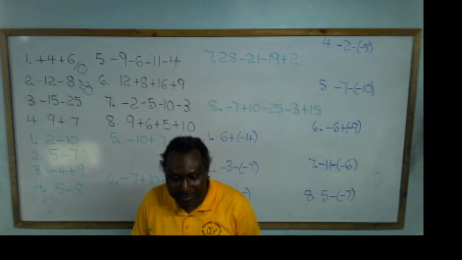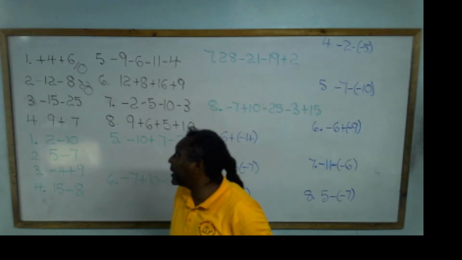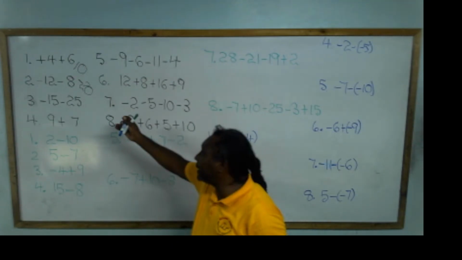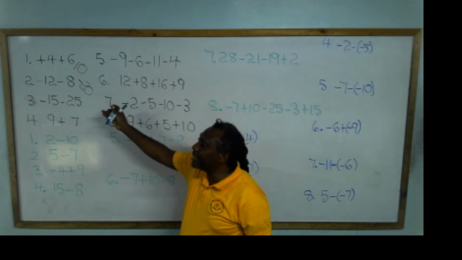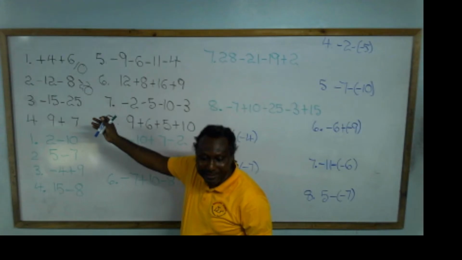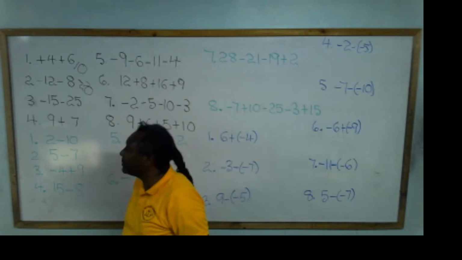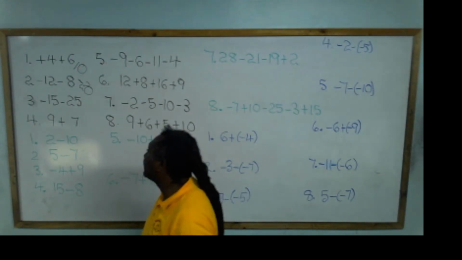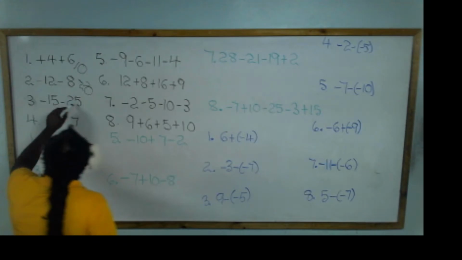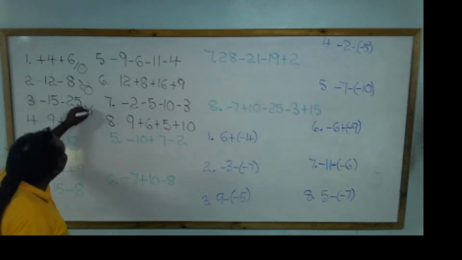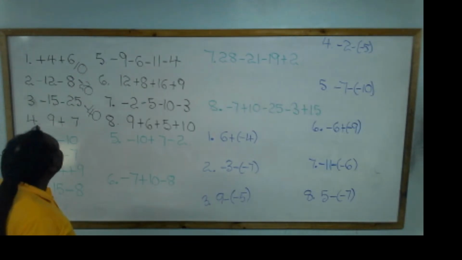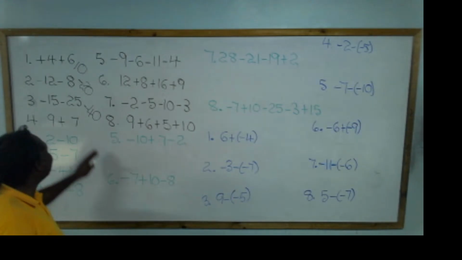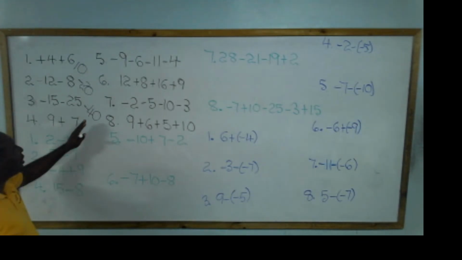Why 20? Do not forget that when we add numbers with the same sign, the values are added and the answer will have the same sign as the numbers that we have added. So this one has to be a negative 20. And number 3, we're going to add these two and we are going to get what? A negative 40. Why negative? Because when we add numbers that have the same sign, we add the values and the answer will take the same sign as the numbers that we have added.